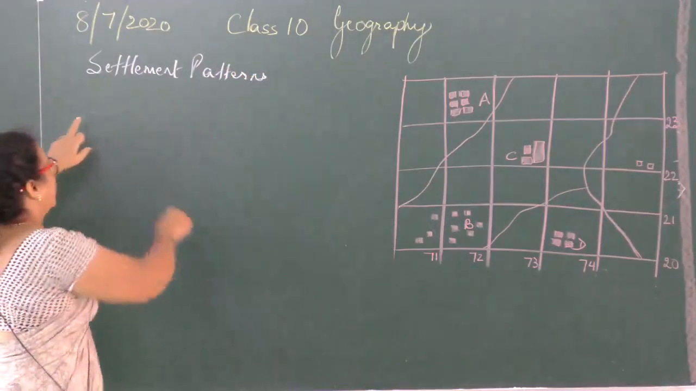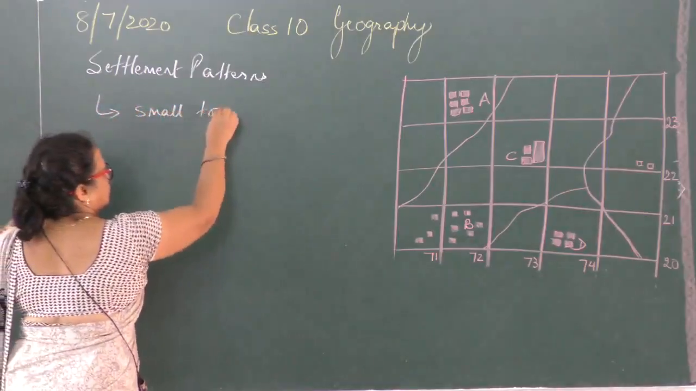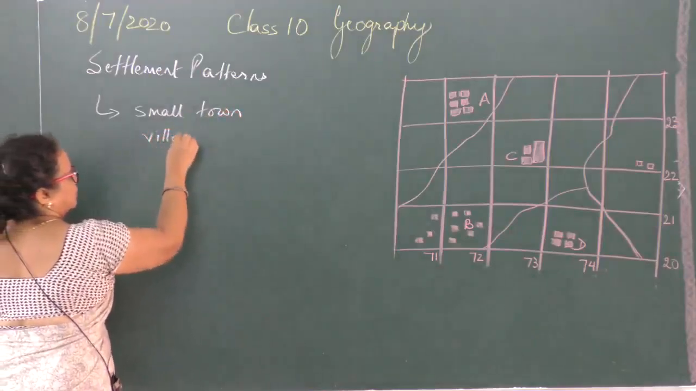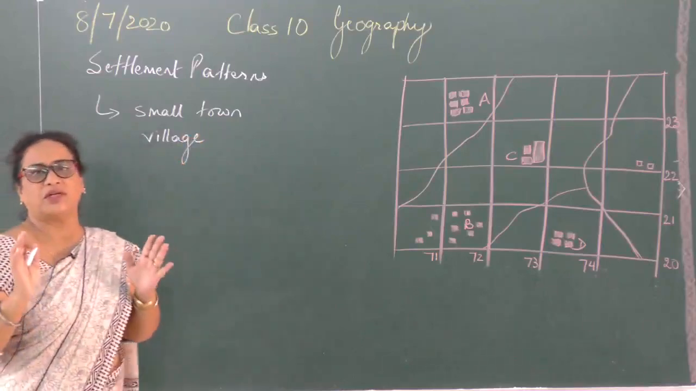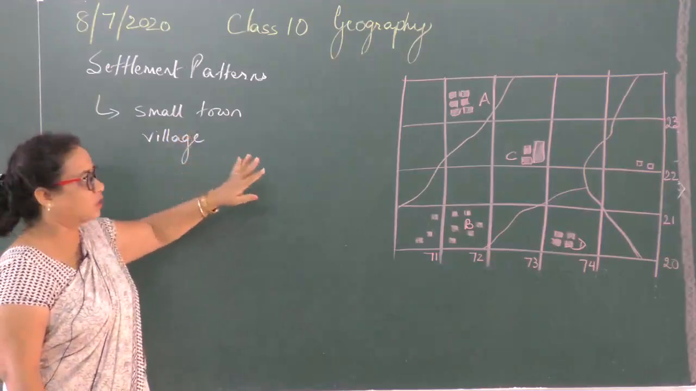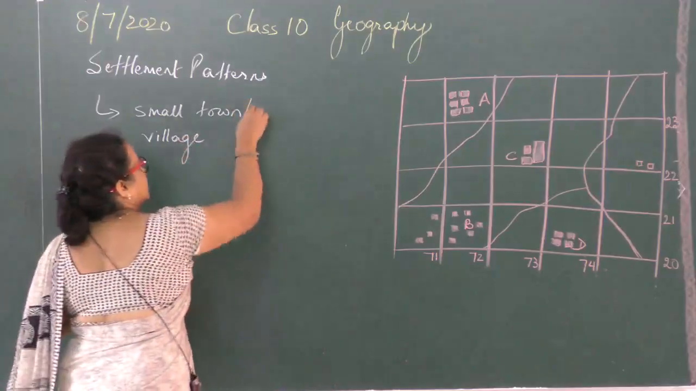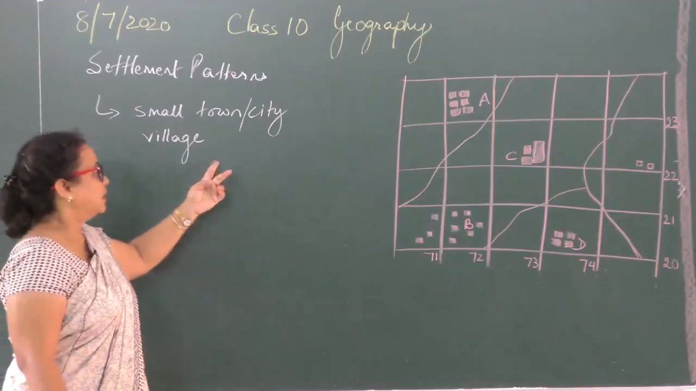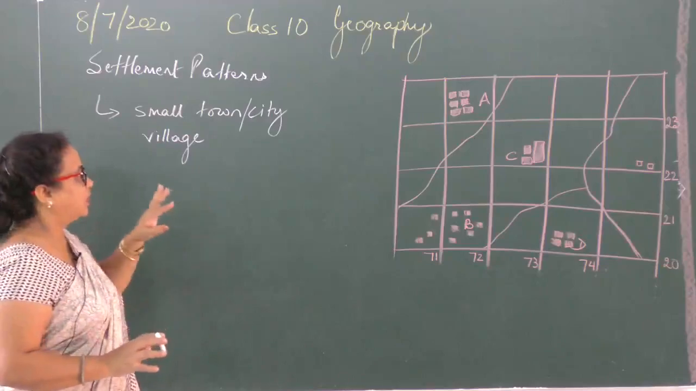Please remember, it can be a small town. It can be a village, small, even whatever the size of it, we still call it a settlement. Clear? It is not specified what it is. According to the development of the area, it will come under the category of a town or a city or a village area. Please keep that in mind. Now, according to the pattern, meaning design of the houses.